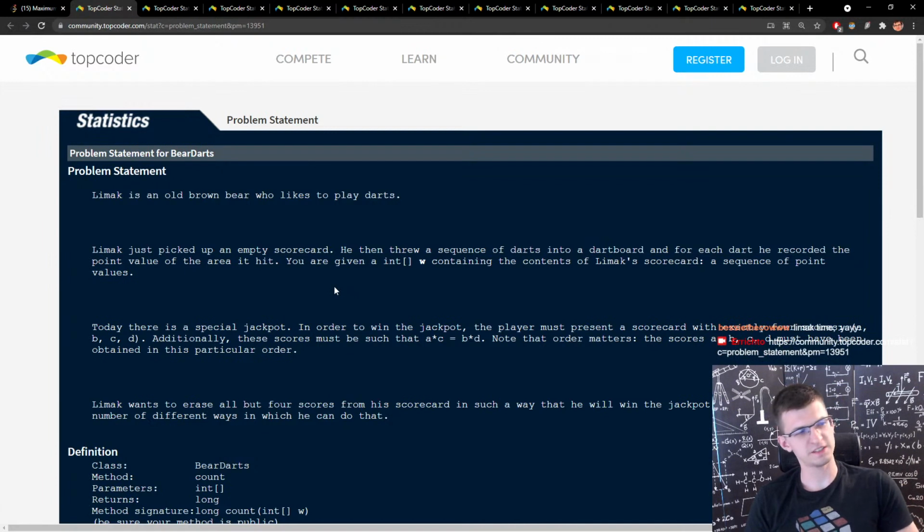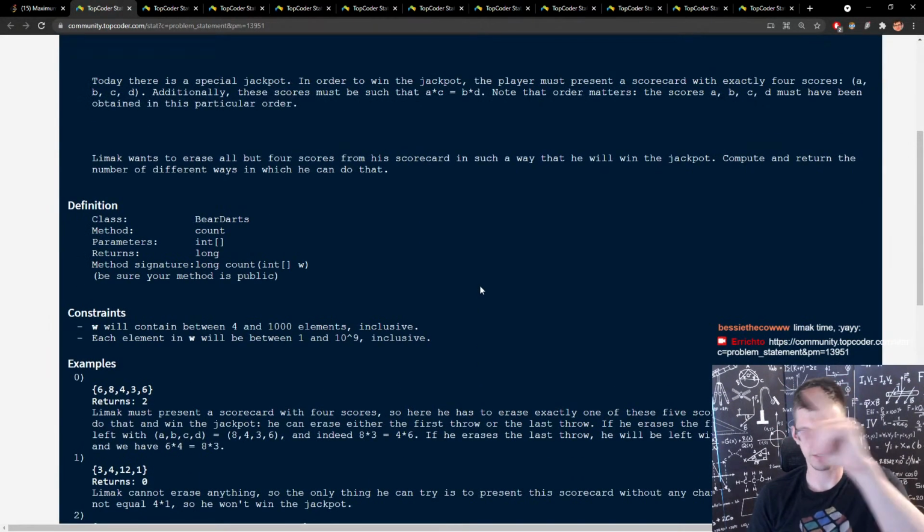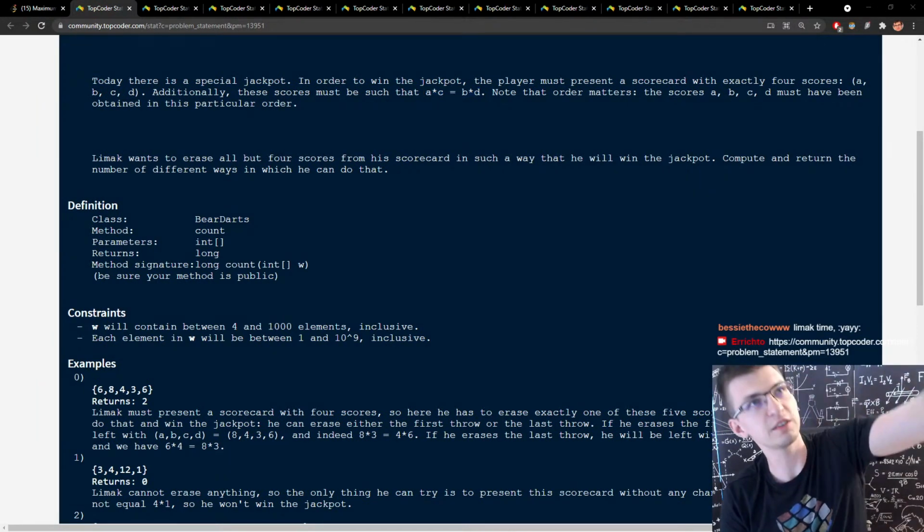We want to find such 4 elements, A, B, C, D, that A times C is equal to B times D. And this is harder than standard 4Sum, because they are mixed. It would be easier to say AB is equal to CD.